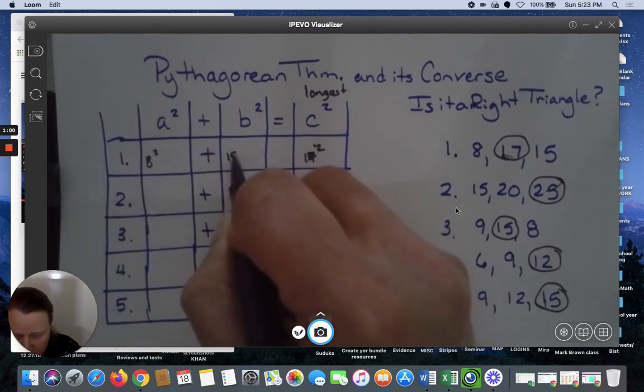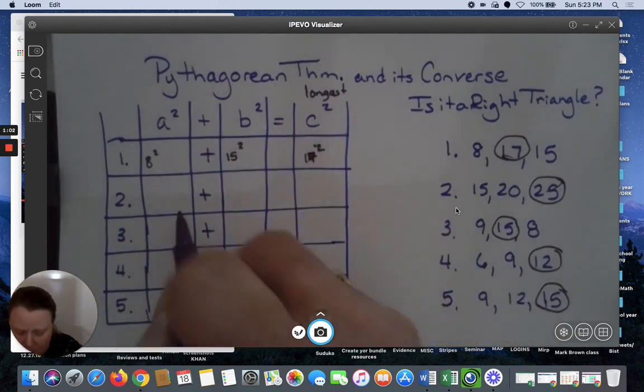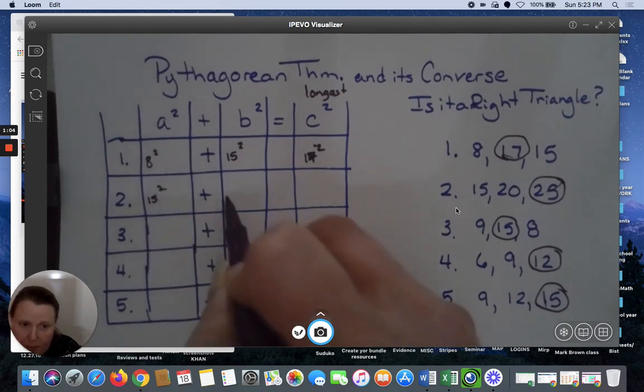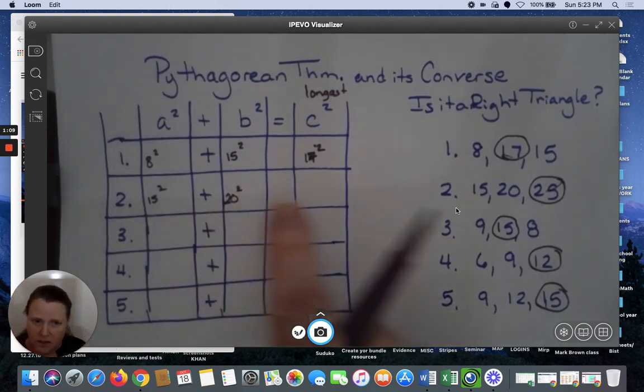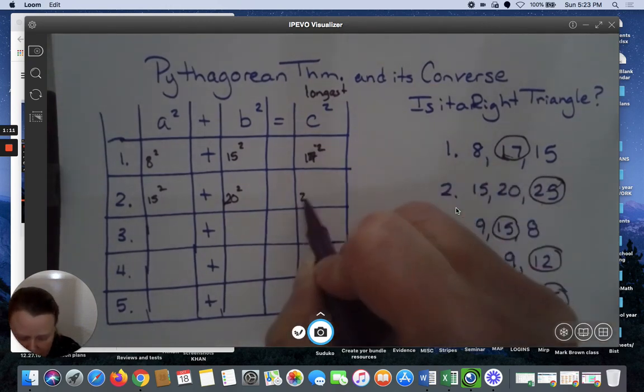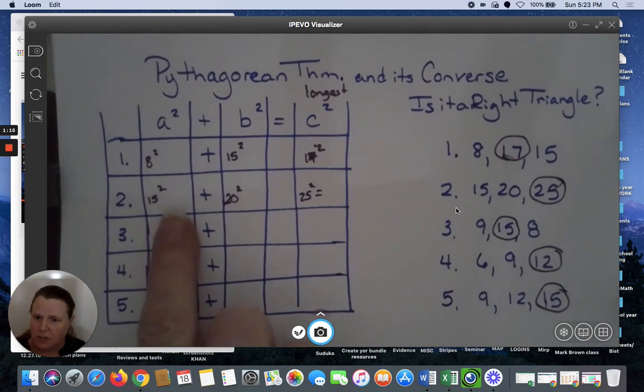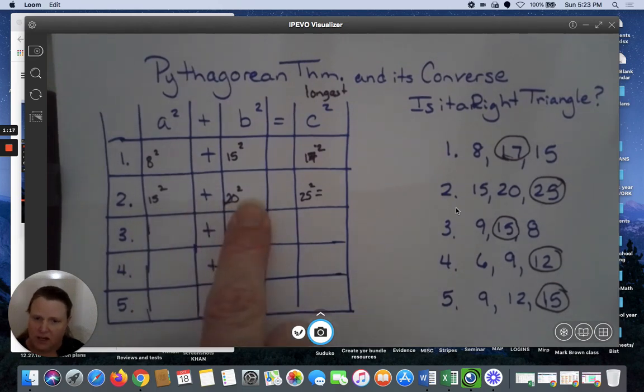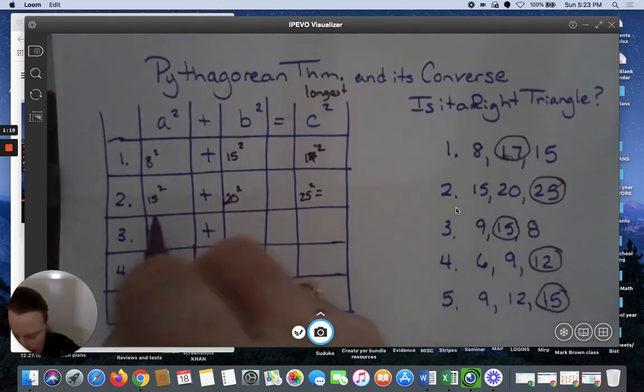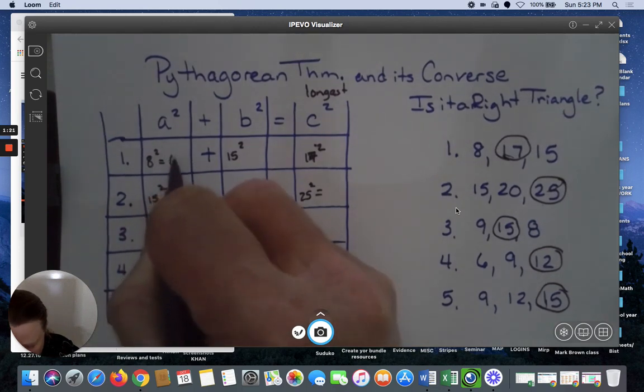I personally like to put mine in number order, so that I put the smallest one first and then I put them in order. So if I just go from the smallest one to the middle one to the largest one, then I don't ever make any mistakes. But it is not necessary. Your friend could have chosen to put 20 here and you could have put 15 here and it would have been totally fine. So the first thing you need to do is go ahead and square them.